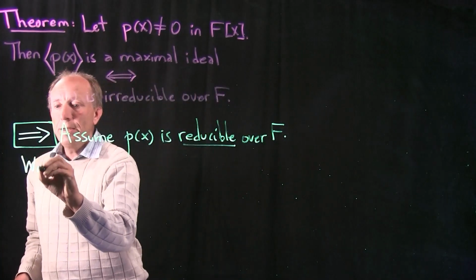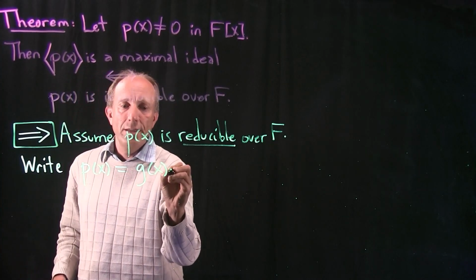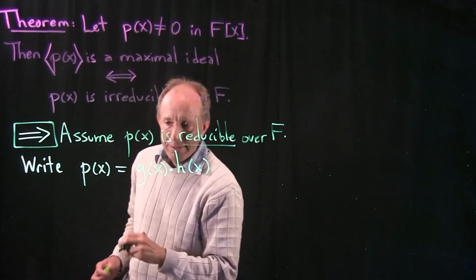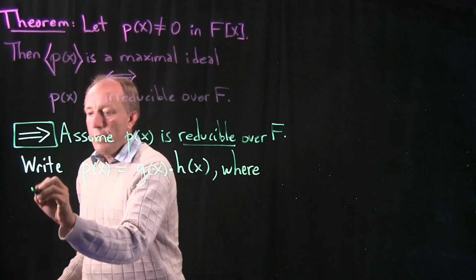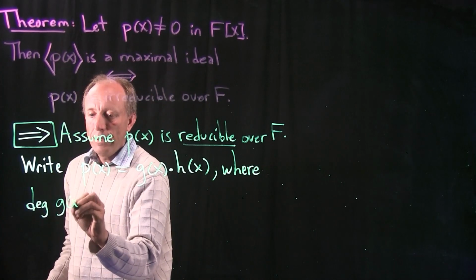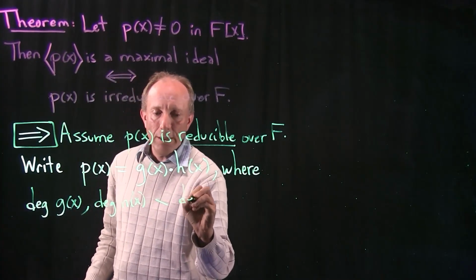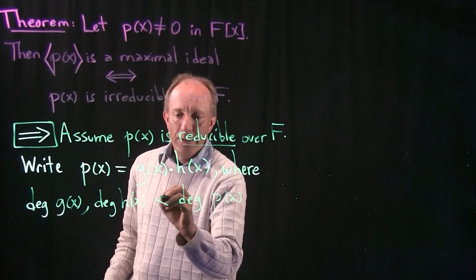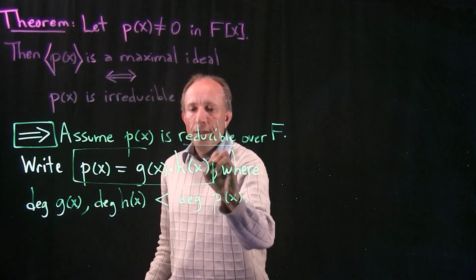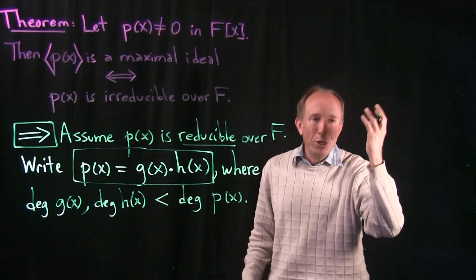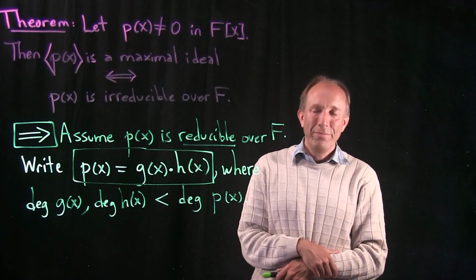So I'm going to write p of x is equal to g of x times h of x, where the degree of g of x and the degree of h of x are both less than the degree of p of x. So we don't have just a trivial factorization here, where one of the polynomials is just a unit or something. We have two strictly lower degree polynomials.